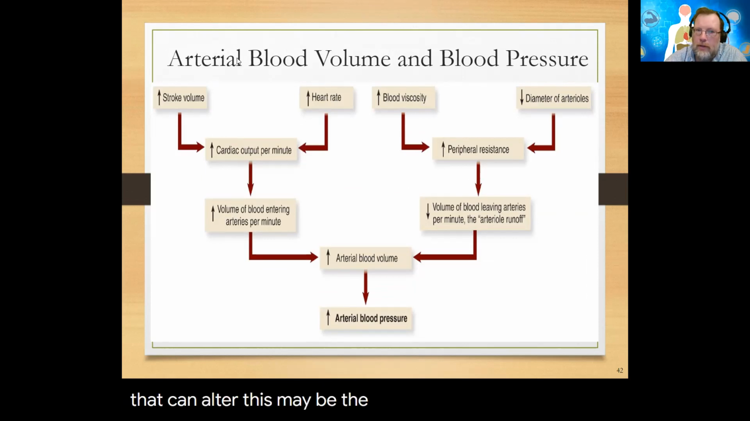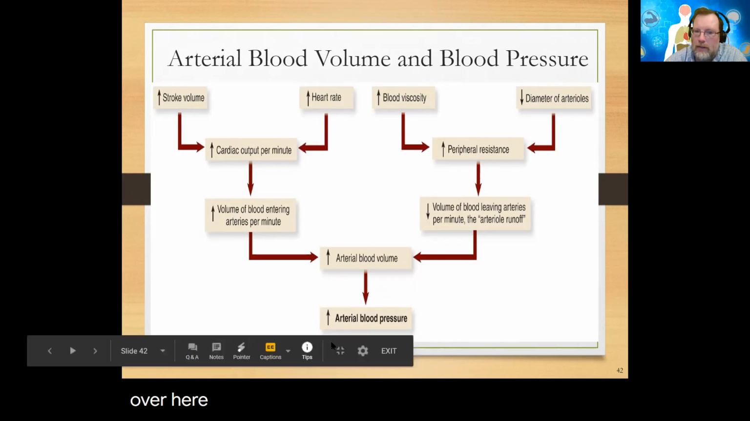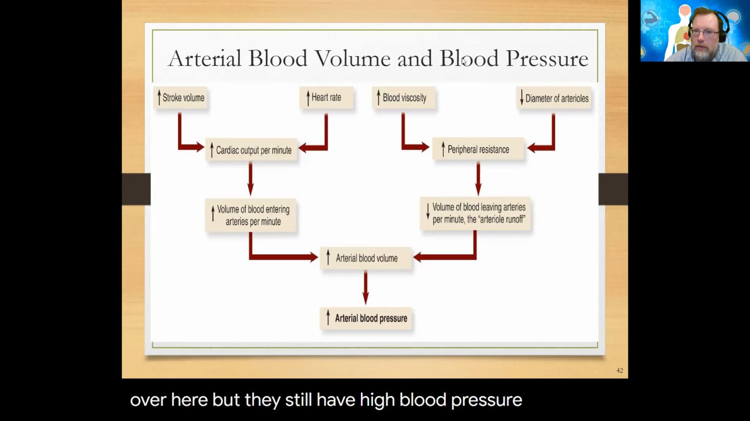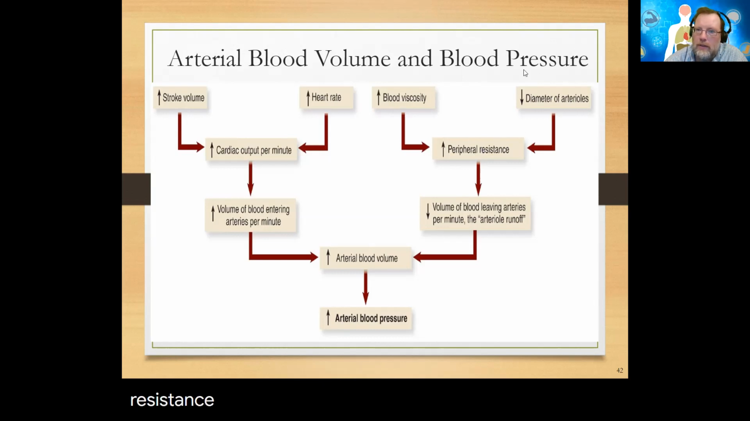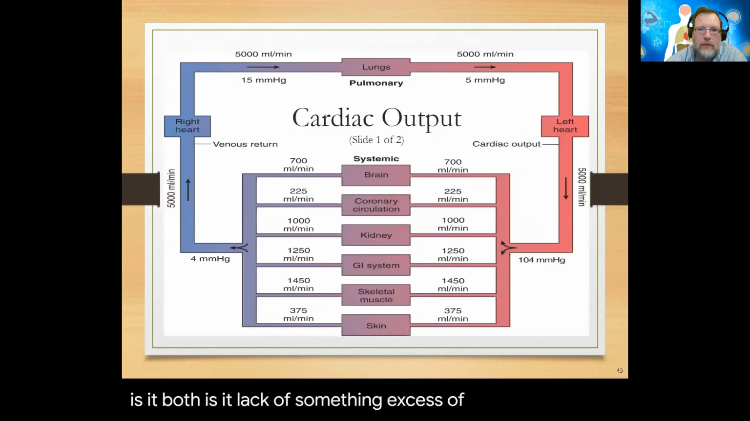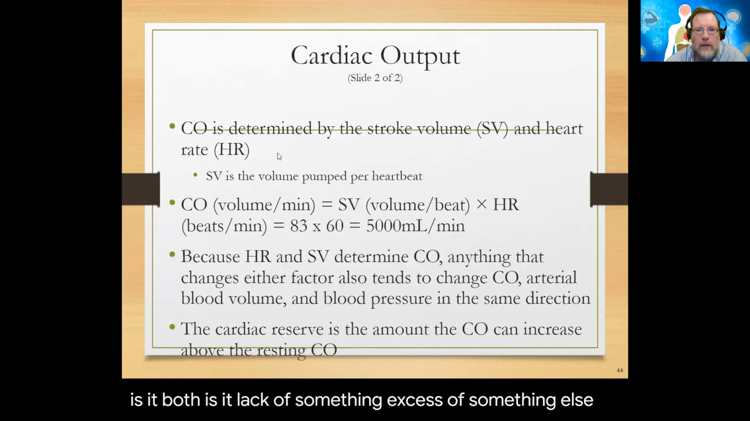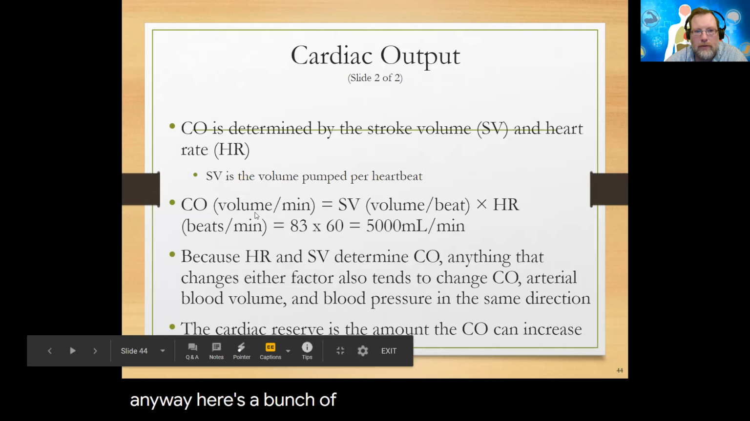Maybe the person's perfectly healthy over here, but they still have high blood pressure. So we need to look at what is maybe causing all of this peripheral resistance. Is it something physical? Is it something chemical? Is it both? Is it lack of something, excess of something else? So anyway, here's a bunch of goodies for you.